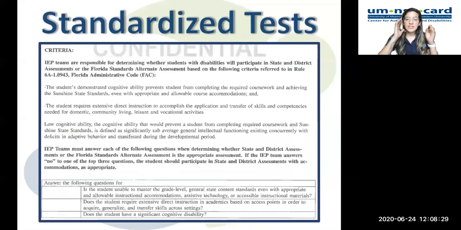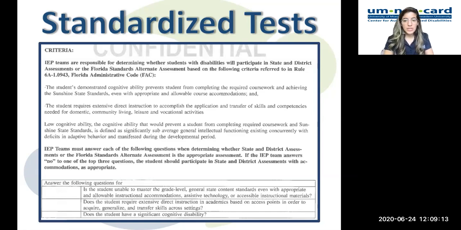The next section is the standardized test. IEP teams are responsible for determining whether students with disabilities will participate in state and district assessments. So for us, we have the Florida standards, and the decision on participating relies on these 3 questions. They must answer those questions, but they only need to answer 1 no or more in order for the child to participate. So only if you have 3 yeses does your child participate in an alternative assessment.